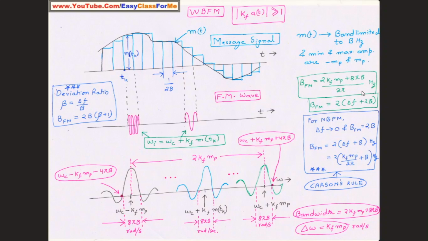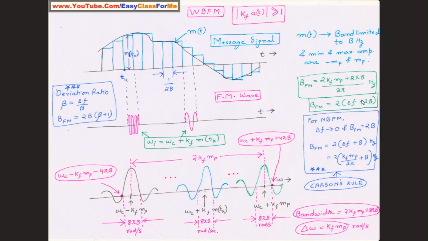Or if you want to develop this formula in terms of this frequency deviation, instead of this delta omega, if you take delta f, you will also divide this by 2 pi. So this formula can be alternatively written as bandwidth of FM is equal to twice of delta f plus 2B. So this is the formula that we have received from this diagram. Now this is valid in all cases, whether it is NBFM or WBFM or any case between them. So this formula is valid for all of the possible cases.